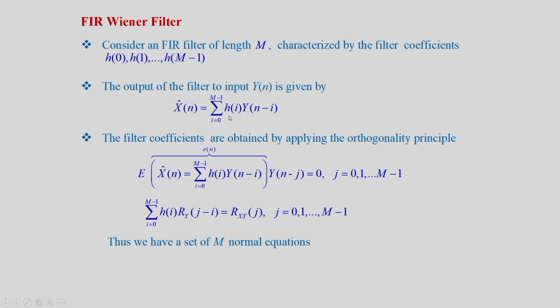And now we have to find out these filter coefficients. The filter coefficients are obtained by applying the orthogonality principle. What is that? Error is orthogonal to data. So, E of x n minus summation h i y n minus i, i going from 0 to m minus 1, that is the error, into y of n minus j will be equal to 0 for j is equal to 0, 1 up to m minus 1. So, this will give now the Wiener-Hopf equations, that is, if we take the expectation now, we will get summation i going from 0 to m minus 1 of h i into r y j minus i will be equal to r x y j, where j is equal to 0, 1 up to m minus 1. So, this set of equations are the m normal equations or Wiener-Hopf equations, and we have to solve these equations to find out the filter parameters.